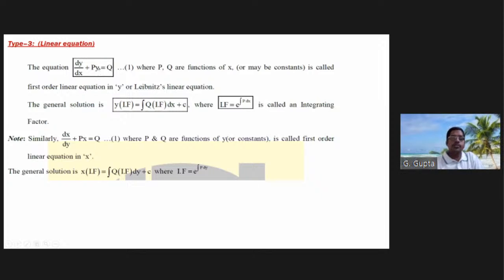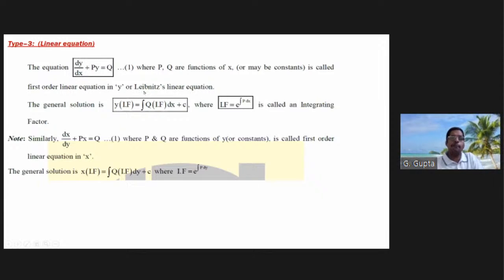First, you have to remember p comma q are functions of x. Don't say functions of x or functions of z like that. Observe the dependent variable and independent variable. In this dy by dx, your denominator is x. So always p comma q are functions of the independent variable, or constants. This is called first order linear equation, highest derivative is 1, in which the dependent variable is y.